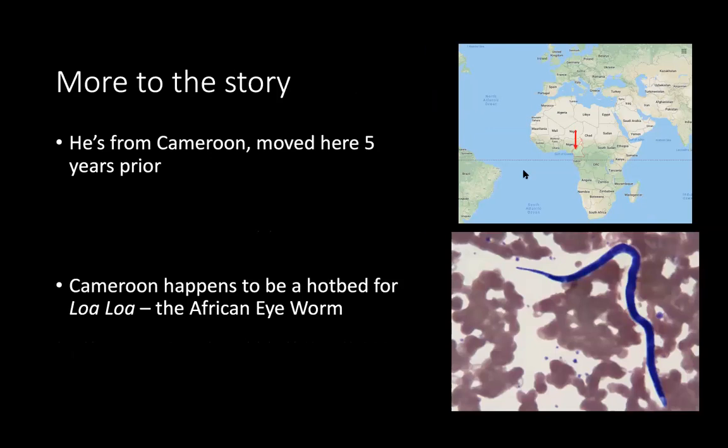This is a sample from that patient's blood with a tiny worm in it. So while we didn't find the worm in the eye itself, we believed his story, drew his blood, and looked for the worms in the blood. We were able to find it there.